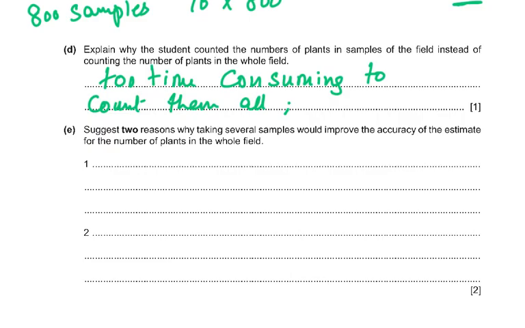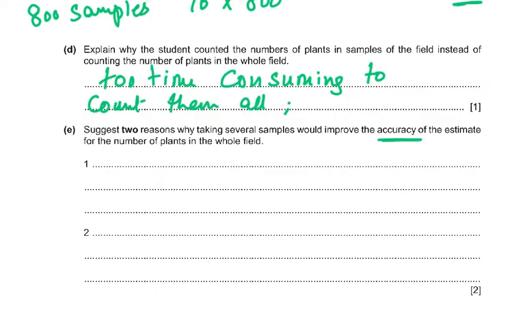Then it says suggest 2 reasons why taking several samples would improve the accuracy of the estimate for the number of plants in the whole field. If you only took 2 samples, that would not be very representative. Maybe it's a part of the field where there's some shade or some tree nearby, and so that's not very representative of it. So suggest 2 reasons. The plants are not evenly distributed. A larger proportion of the field is sampled. More representative, you are more likely to include every type or every number of plant species. So plants not evenly distributed.